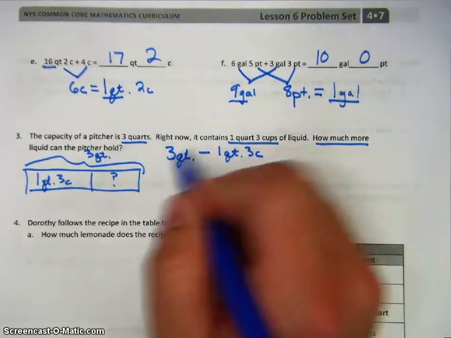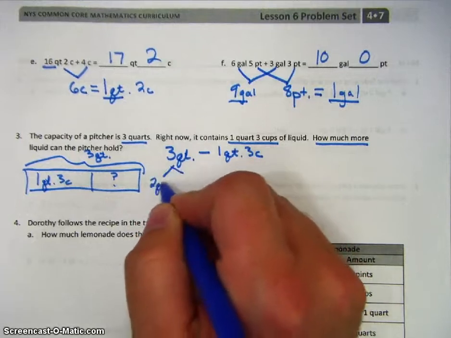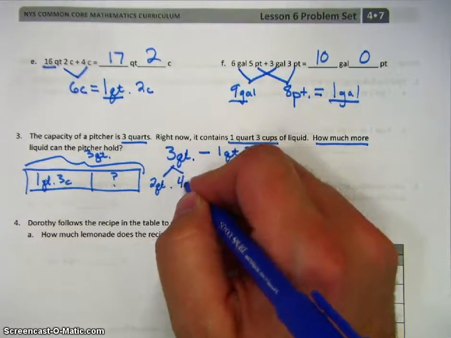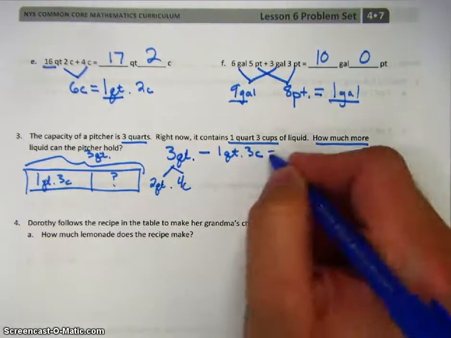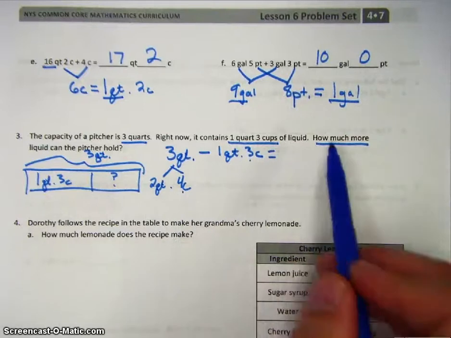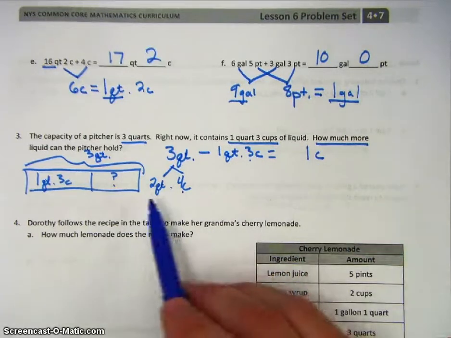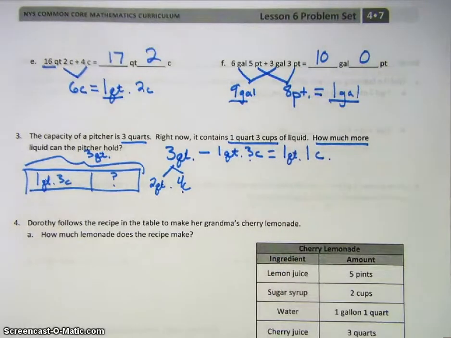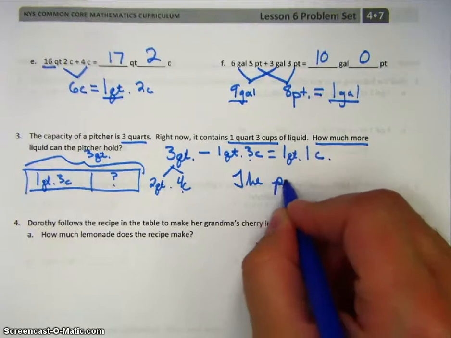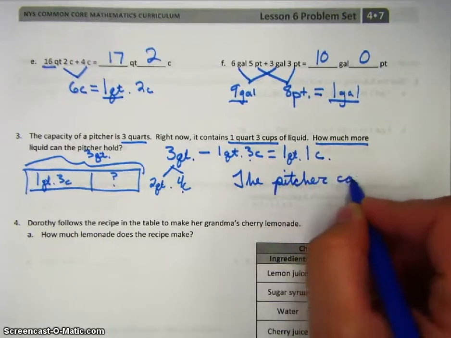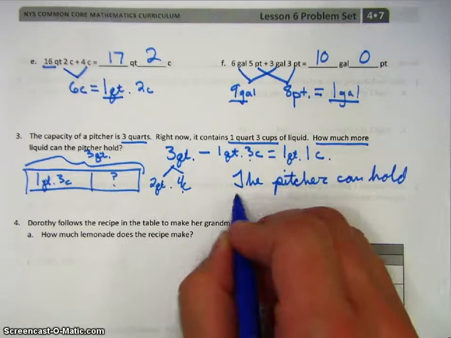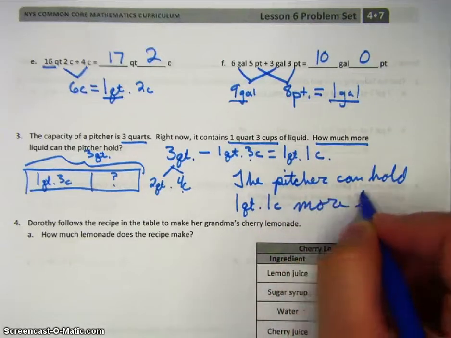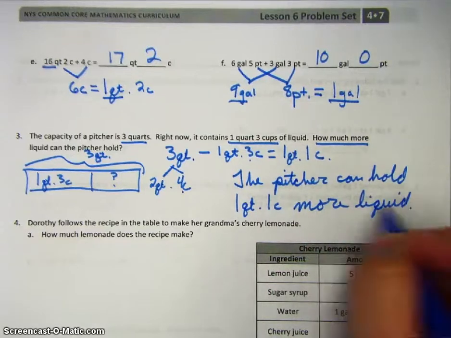Okay. Now, just like we did in the other ones, we're going to take off a quart and turn that into 4 cups. Now we can subtract. So now we have 4 cups minus 3 cups, which gives us 1 cup. 2 quarts minus 1 quart gets us 1 quart. Okay, so the pitcher can hold 1 quart and 1 cup more liquid.